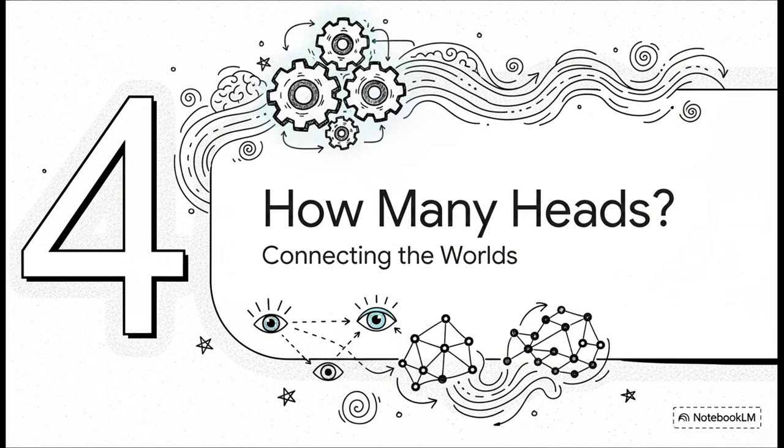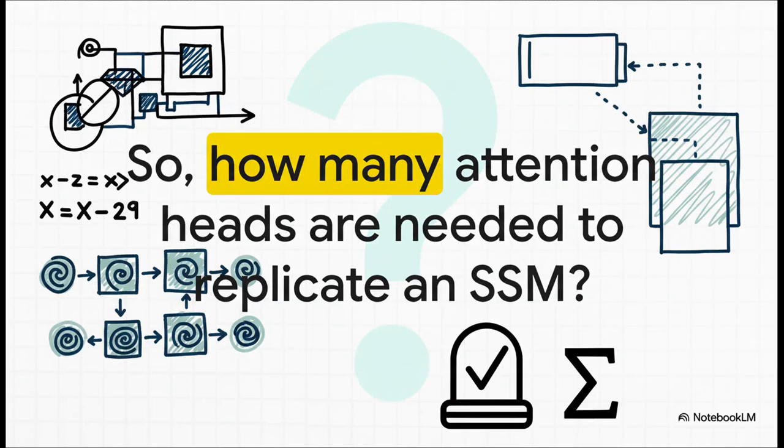This, of course, leads to the second massive revelation, and it's the one that gives the paper its title. Okay, if one attention head is limited, how many do you need to catch up to an SSM? And the researchers didn't just guess or run a few experiments. No. They went and proved it with a formal mathematical theorem. This is not a hunch, it's a fact.